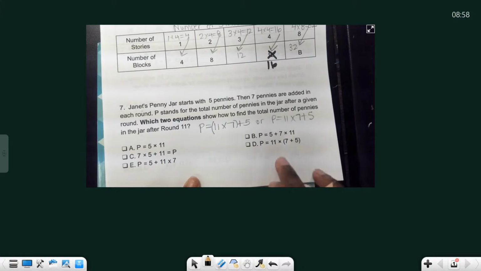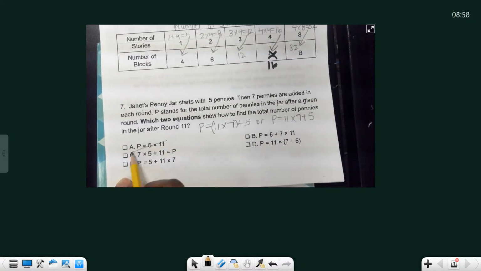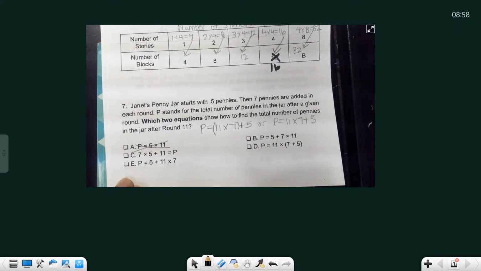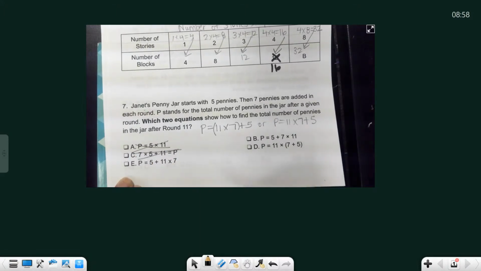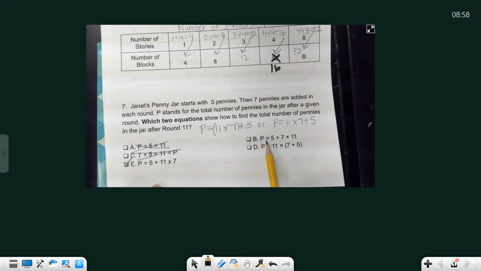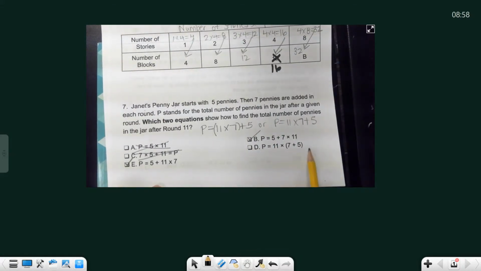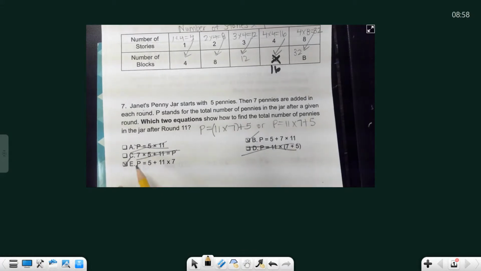Now I'm looking for these 2 equations somewhere down here. The first one says P equals 5 times 11. That's not it. The second one says 7 times 5 plus 11. That's not it because that's out of order. The third one says P equals 5 plus 11 times 7. Well, that's the same thing. It's just flipped around, so I can use that one. This one says P equals 5 plus 7 times 11. That's the same thing, just flipped around. I can use this one. And the last one says 11 times 7 plus 5. Can't use that one. So you can only use E and B.